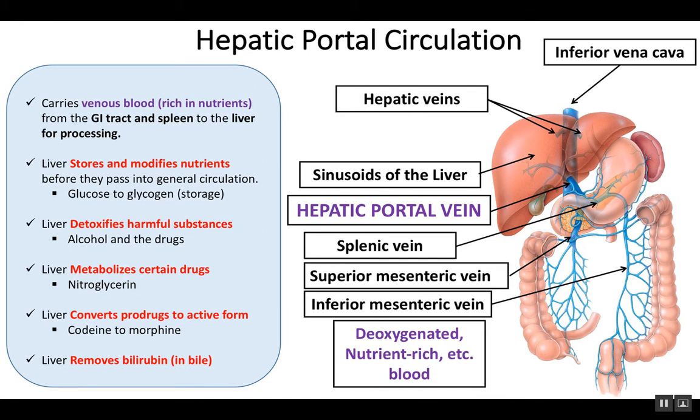So these are all the different things that the liver does in order to process this blood that's coming from your GI tract.